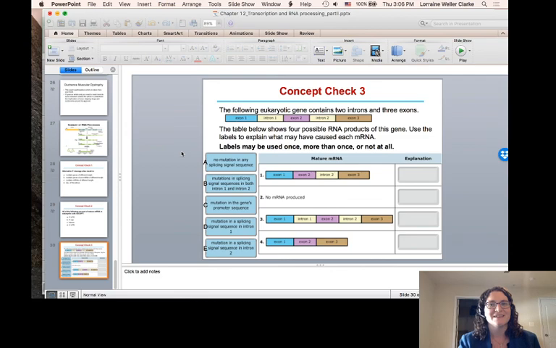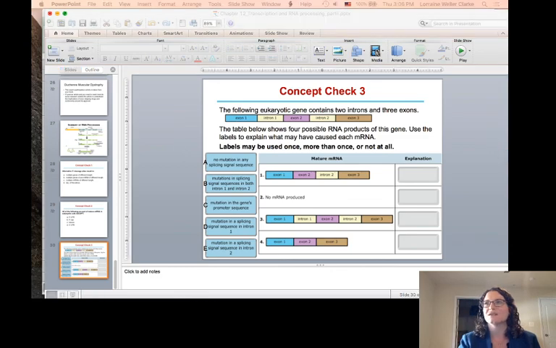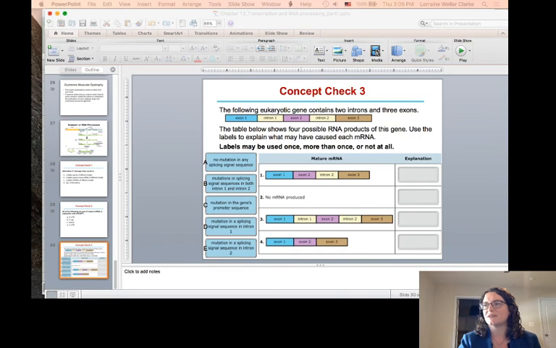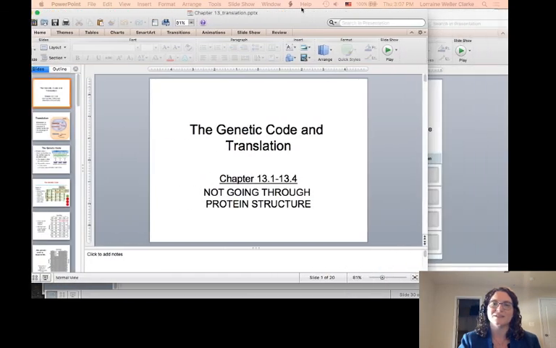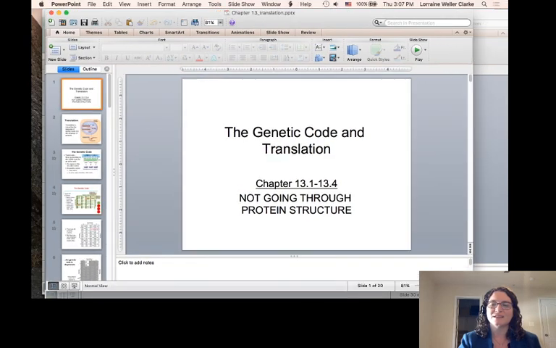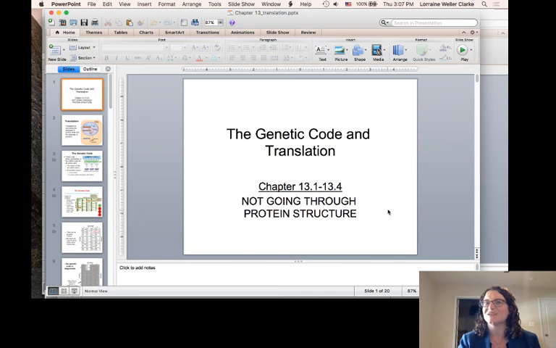Translation. Okay. Again, it's short, and we're not going through protein structure and the variations in protein structure and how that influences genetic variation. We've talked about that a little bit with transcription, and that's enough. I think we're good.